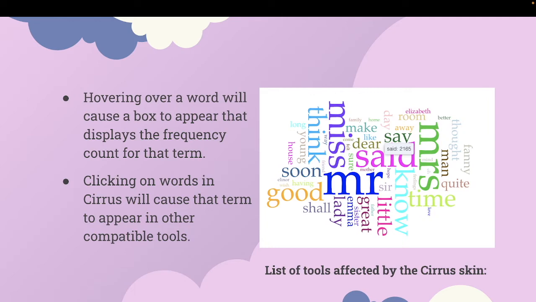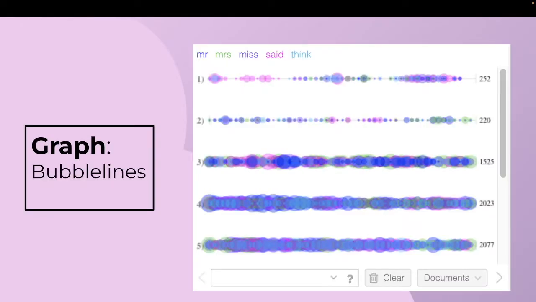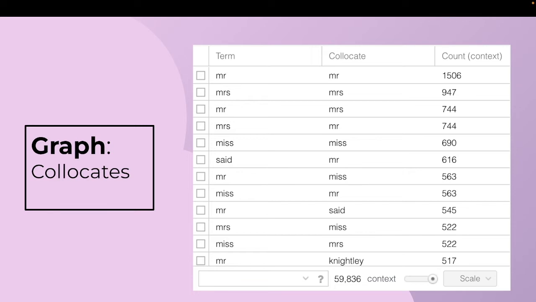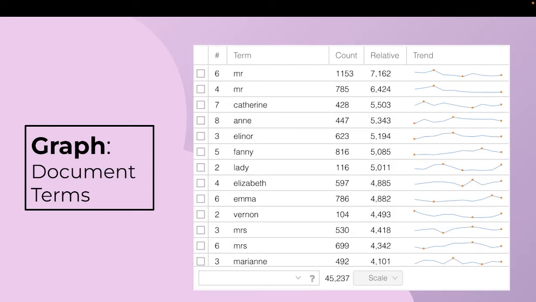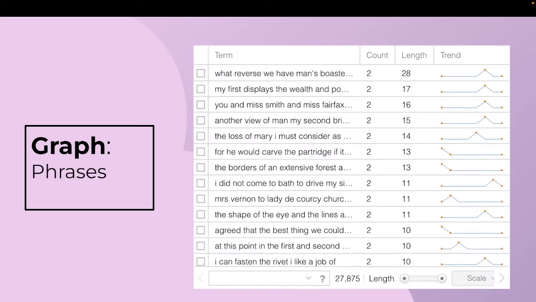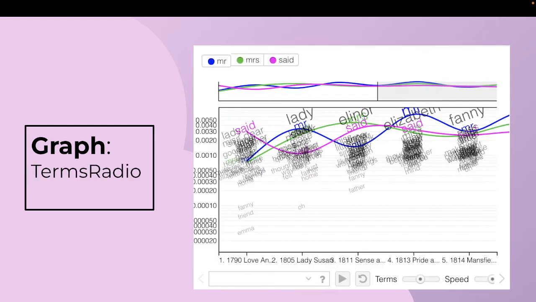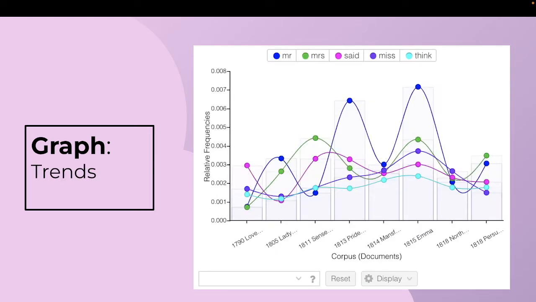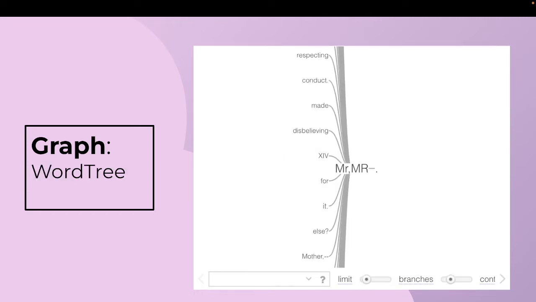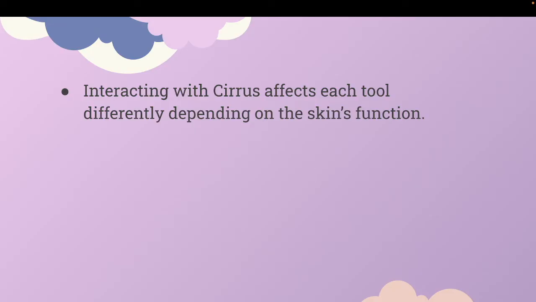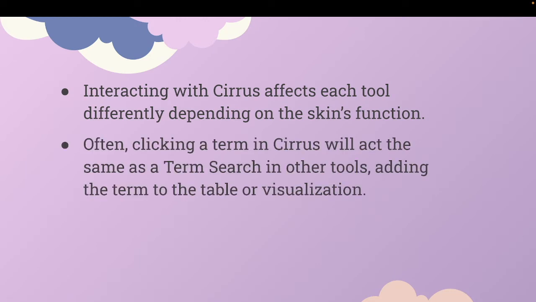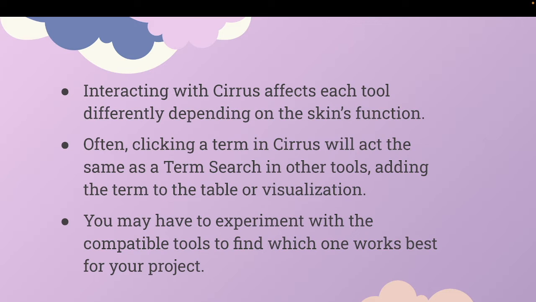Here's a list of tools affected by the Cirrus Skin: bubble lines, collocates, document terms, knots, phrases, terms radio, trends, and word tree. Interacting with Cirrus affects each tool differently depending on the skin's function. Often, clicking a term in Cirrus will act the same as the term search in other tools, adding the term to the table or visualization. You may have to experiment with the compatible tools to find which one works best for your project.